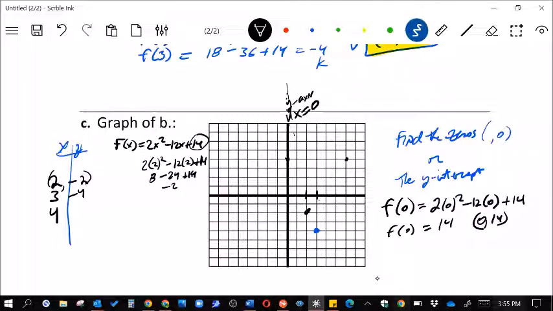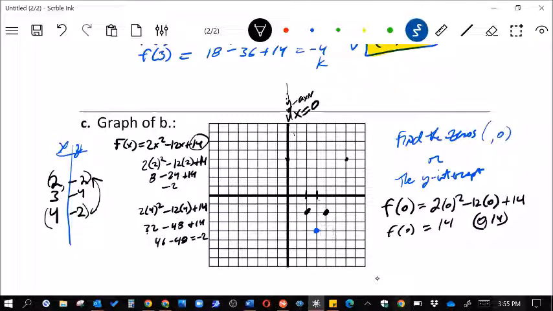And with 4, 2 times 4 squared minus 12 times 4 plus 14. Careful with that one now. That's 32. 16 times 2 is 32. Minus 48 plus the 14. So 46 minus 48. Ooh, looks like we have another negative 2. Okay. So that means there's symmetry here between the 2 and the 4 on the 2 sides.